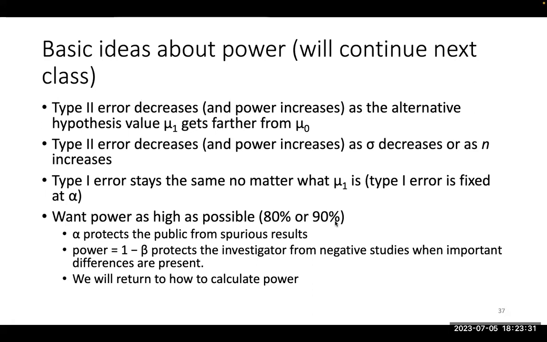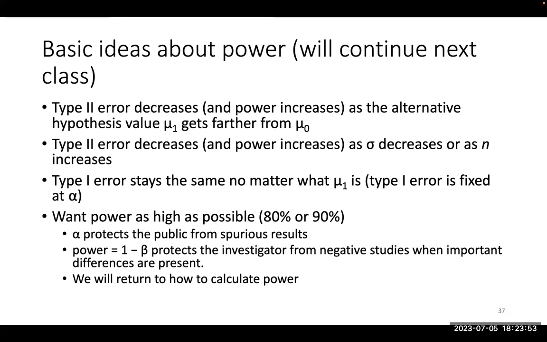So, as said before, the power should be as high as possible, because essentially alpha, that type 1 error risk, prevents the public from wrong insights. So that prevents the Medicare population from being prescribed a medication where everybody says, oh, that's such a great medication, but it's actually not.